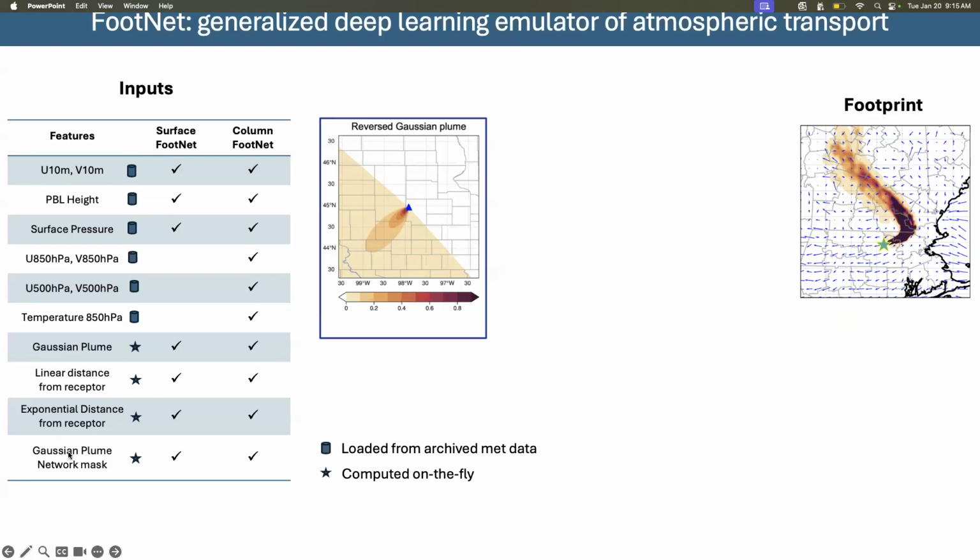And additionally, we also use a Gaussian plume network mask, which is just a binary mask for different Gaussian plumes as we add a vector particle, and as it moves in this domain. So how the Gaussian plumes at different times and different locations would look like, and then just using a 0-1 binary mask there. So these are the inputs, and the output is a footprint.